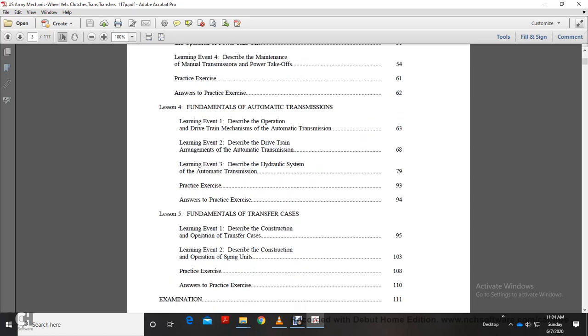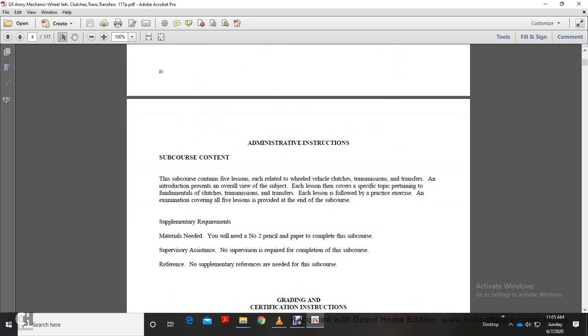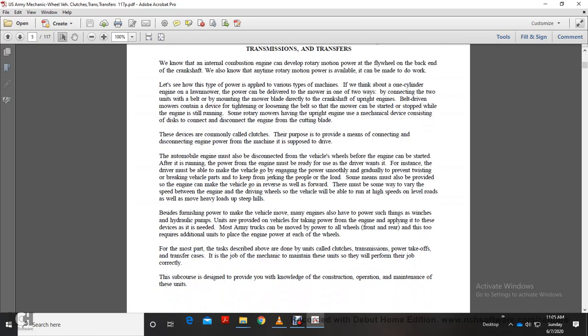Lesson 2, fundamentals of automatic transmission. Lesson 1, describe the operation and drivetrain mechanism of automatic transmissions. Learning event 2, describe the drivetrain arrangement of the automatic transmission. Learning event 3, describe the hydraulic system of the automatic transmission. And then lesson 5, fundamentals of the transfer case. Learning event 1, describe the construction and operation of the transfer case. Learning event 2, describe the construction and operation of sprag units. Grading instruction.